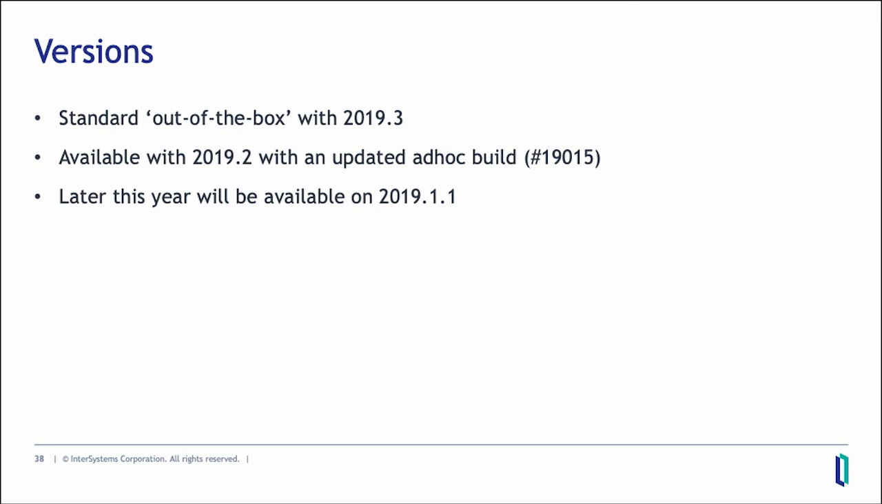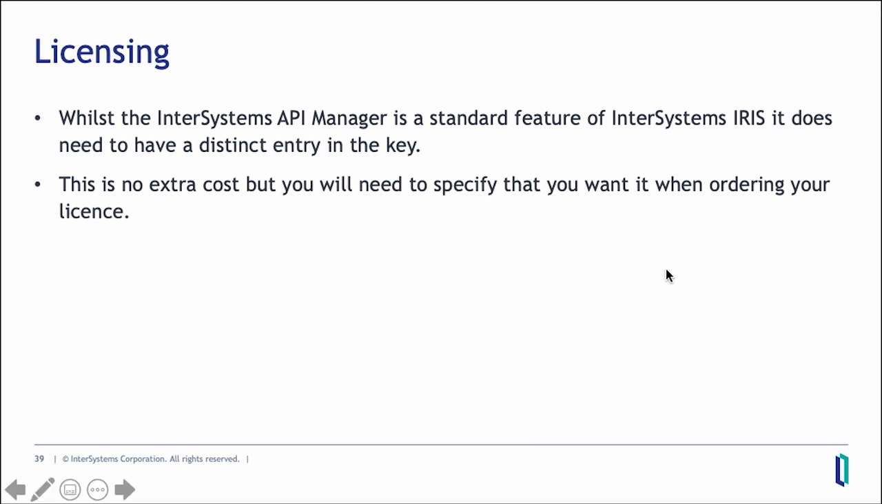Licensing. This is not something you often hear us say, but it's free. Well, it's no extra cost. You have to buy IRIS. This is a feature of InterSystems IRIS. It is not a standalone product. We are not selling an API manager. We are selling InterSystems IRIS, which has the API manager as a feature. We got it? You just need to tell us that you want it when you order your InterSystems IRIS license so that we can modify the license accordingly for the API manager to work.